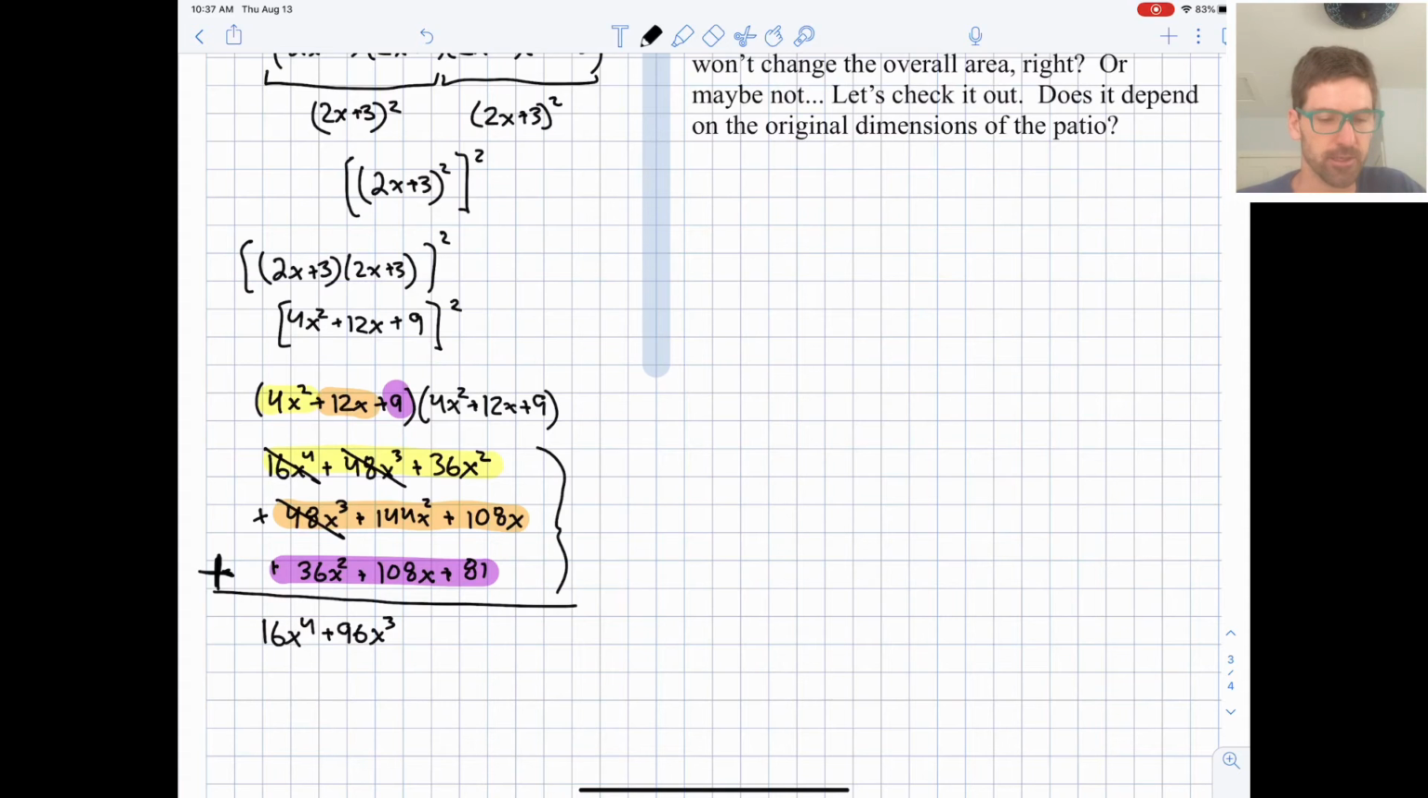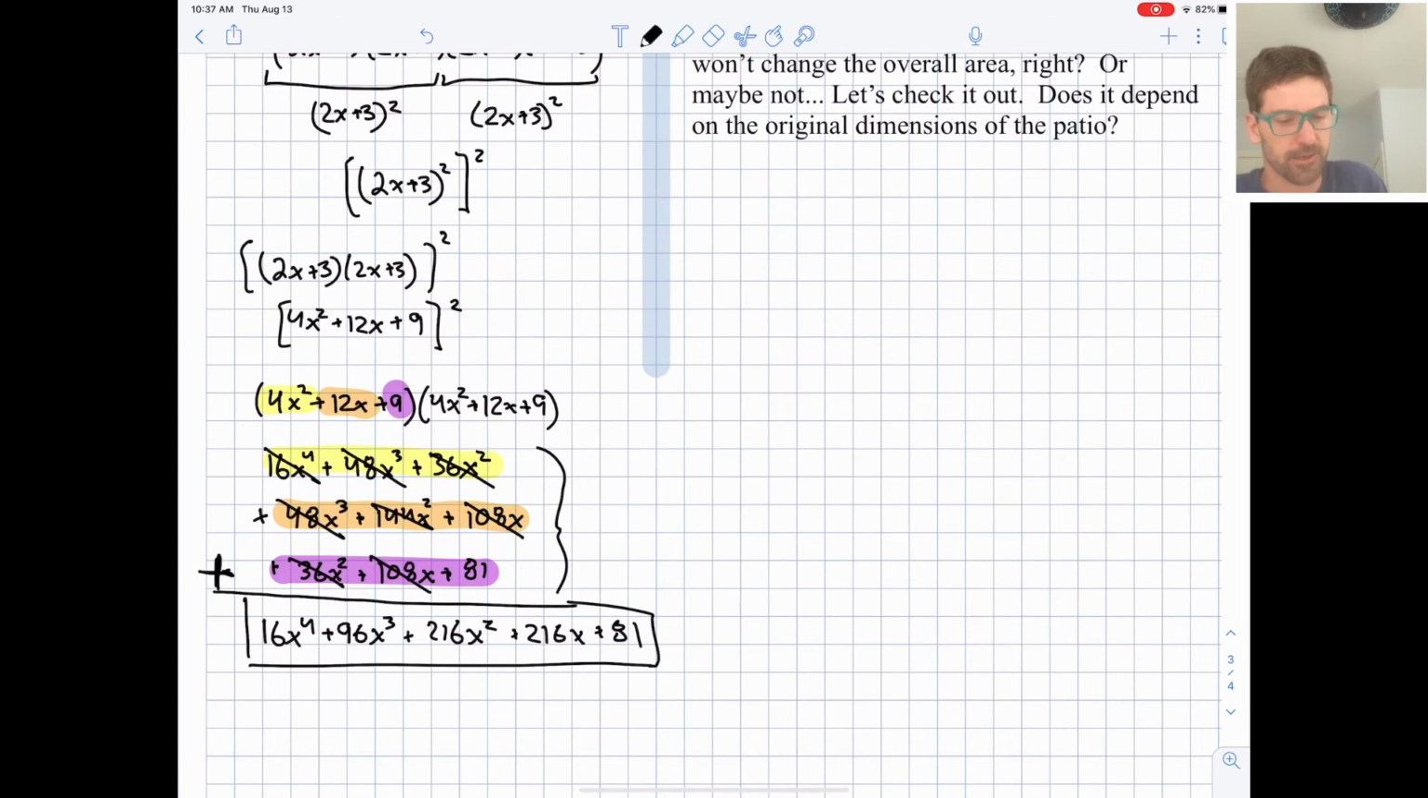Let's look at our squareds. We have a 36, a 36, and a 144. So let's add all those three together. So that's 216x squared. Look at our x terms. We have two 108s, so that's 216x, and then we just have an 81 right there. So that is our final answer, and that's a long and complicated problem.